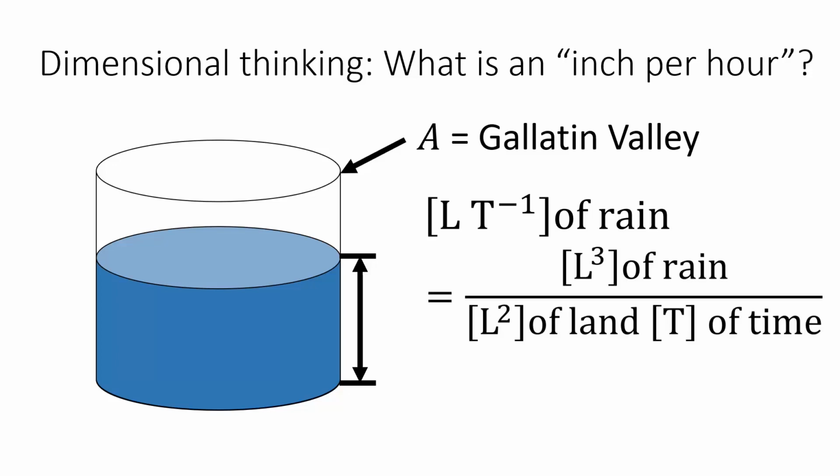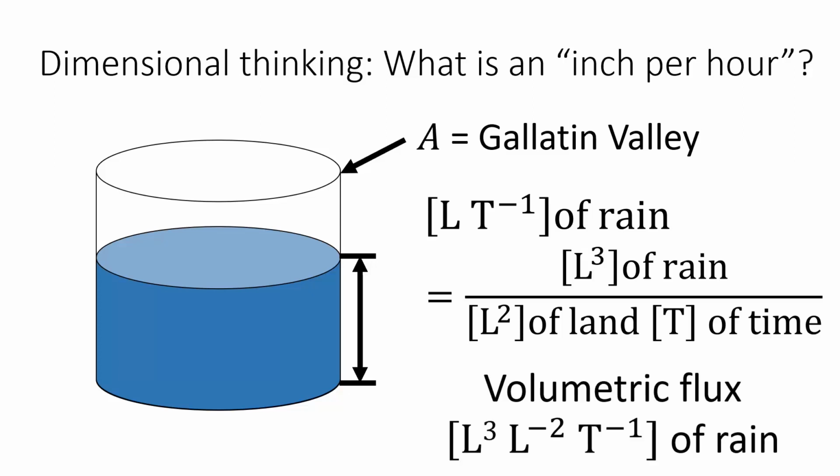What this really is, is a volume of rain per normalized area of land per time. So it's a length cubed per length squared per time. And another term for this is called a volumetric flux. So a flux is anything per area per time that you're talking about.